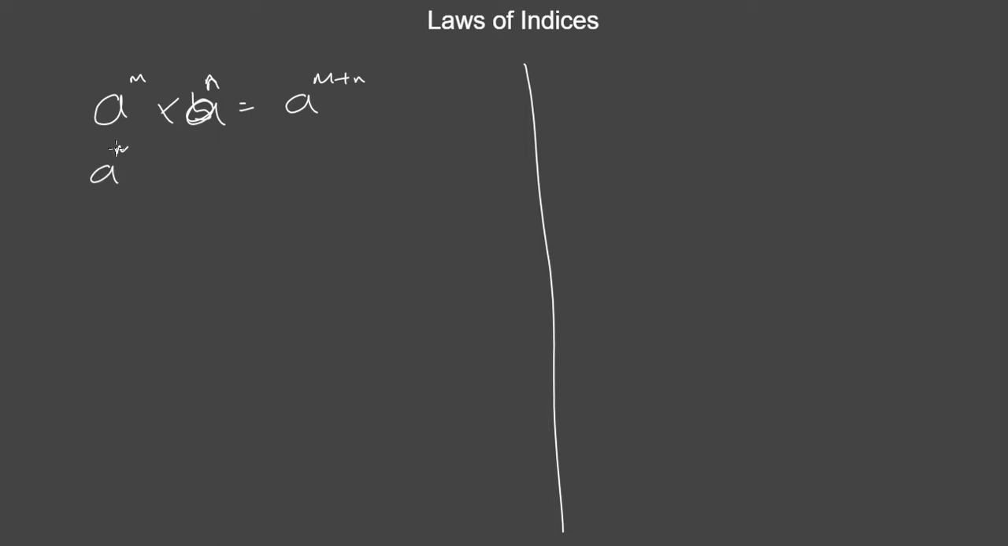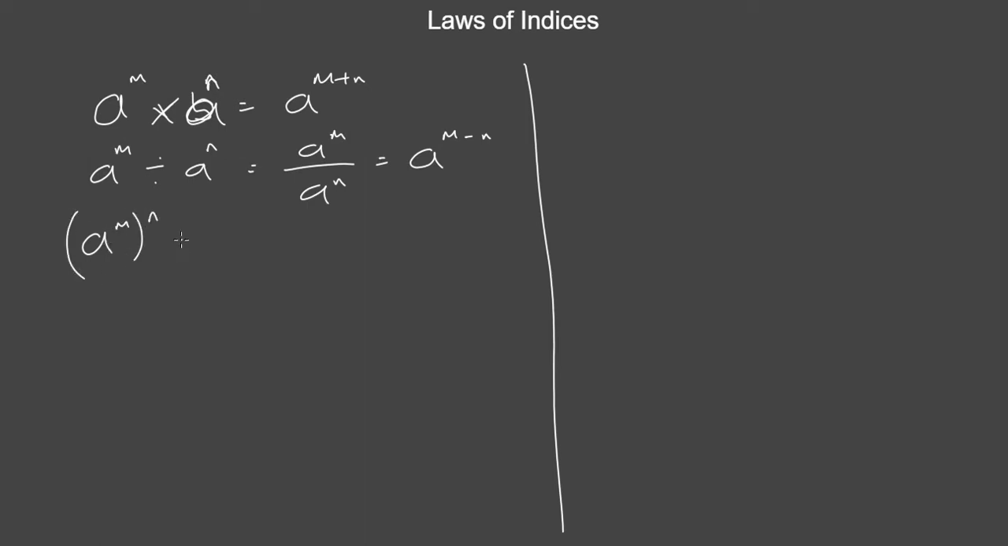What if you make this multiplication a division? What if you are dividing both? Mind you, this is equivalent to you writing it like this, right? It's the same thing. How do you simplify this? You just take a raised to the power of m minus n. You just subtract their indices.